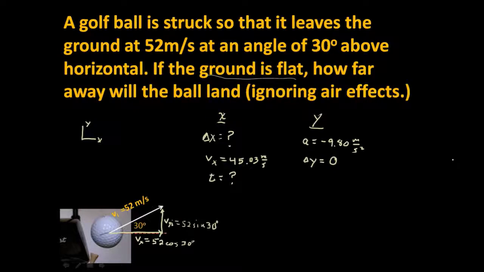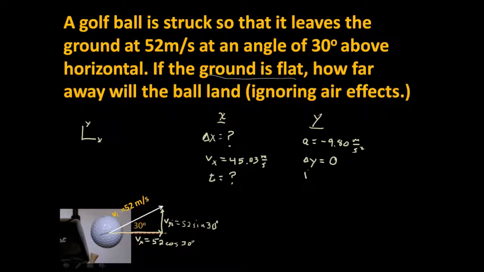By the way, if it was on a hill and ended up 5 meters lower than where it started, then delta y would be negative 5. If it was hitting uphill and ended up 10 meters higher than it started, then delta y would be positive 10. It would make the math a little bit more complex, but setting up the problem would be precisely the same. What other things do we know?